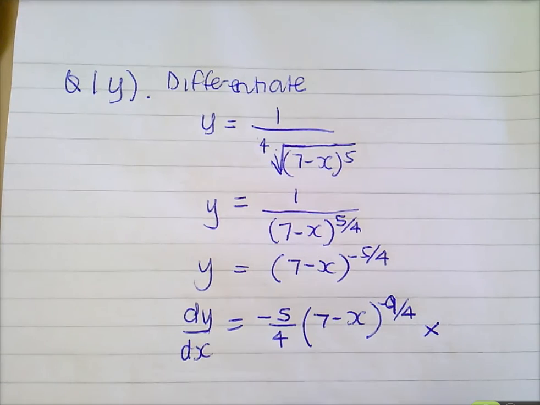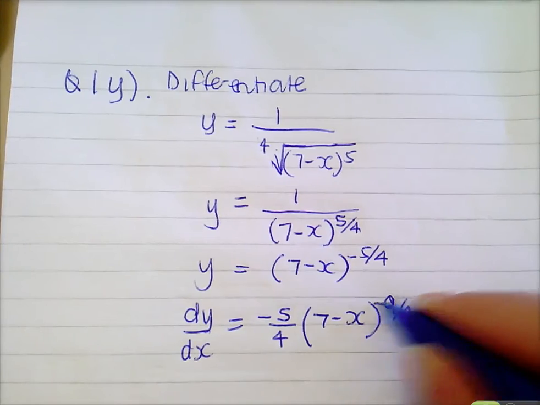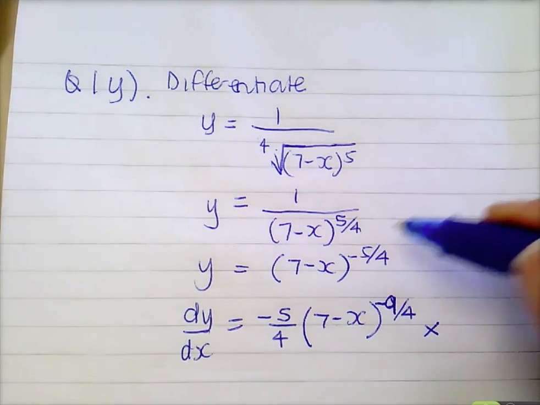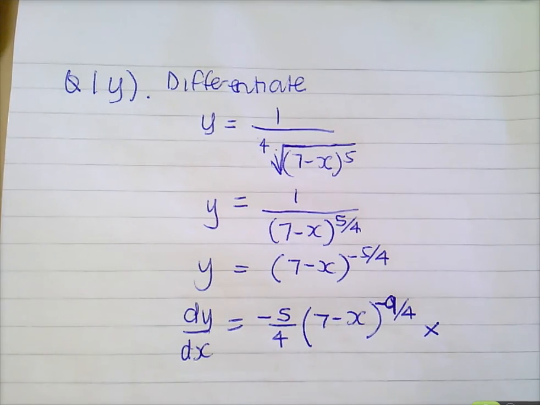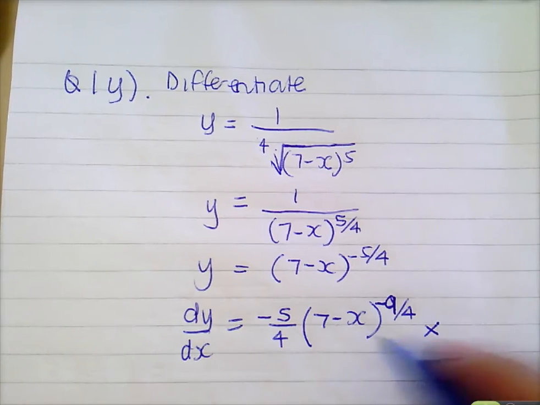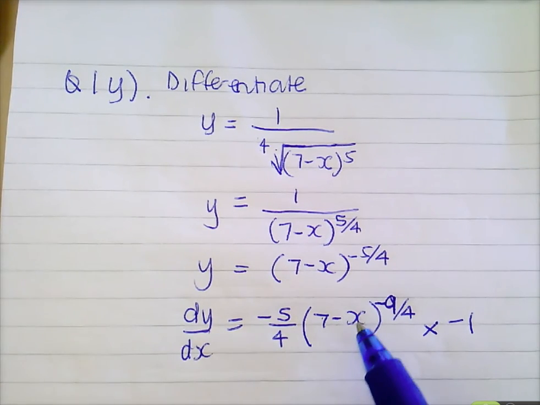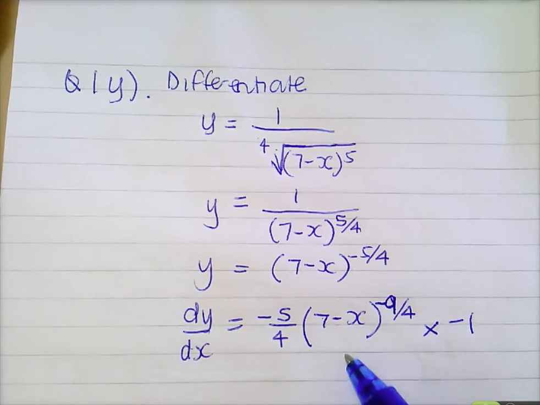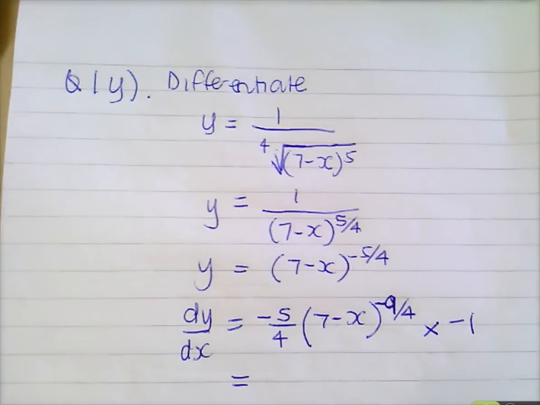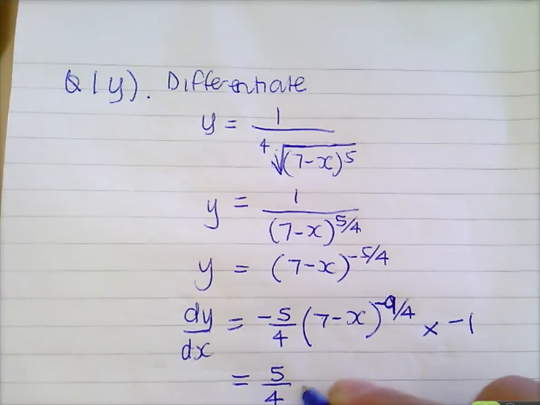If you differentiate 7, you get 0. If you differentiate negative x, you get negative 1. Times, differentiate what's inside, you get negative 1, because if you differentiate 7, you get 0, and if you differentiate negative 1x, you get negative 1. So what do we do now? Negative 5 on 4 times negative 1 is 5 on 4.